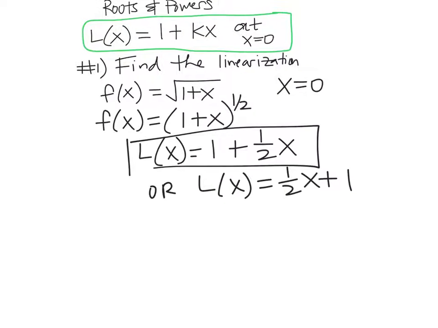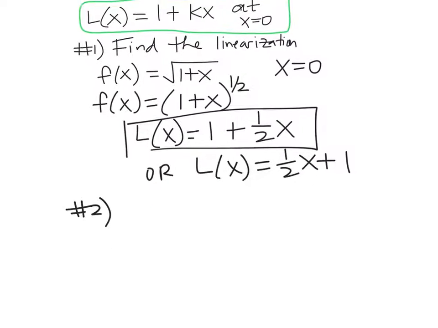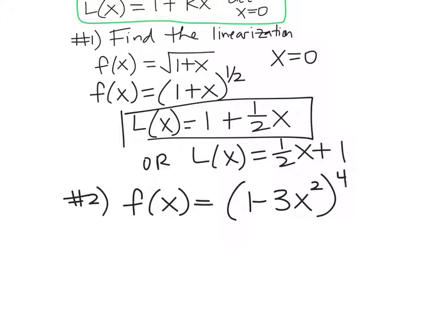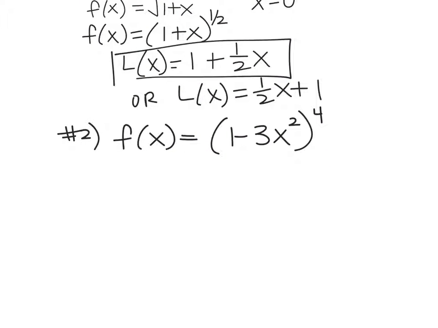Now, are they all going to be that easy? Of course not. Number 2. Here we go. Let's suppose that we have f of x this time equals (1 minus 3x squared) to the 4th power. Okay? Now this is not going to actually be linear, but they're okay with that. Like the linearization of this is not linear.